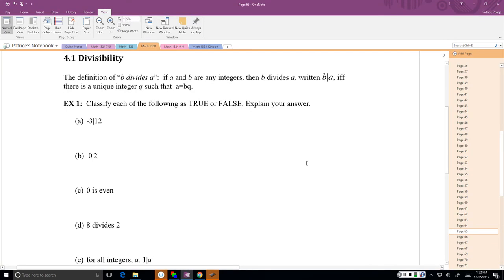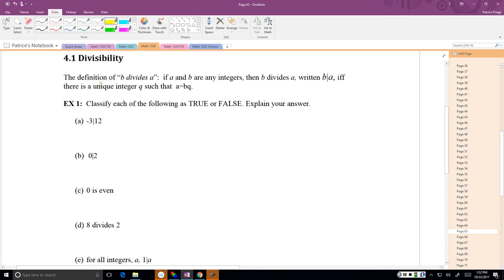Okay, so we have this definition of divisibility. So the definition, B divides A. If A and B are any integers, then B divides A, and this is how you write it, a straight up and down line. B divides A if and only if, that means it goes both ways, there is a unique integer Q such that A equals B times Q.